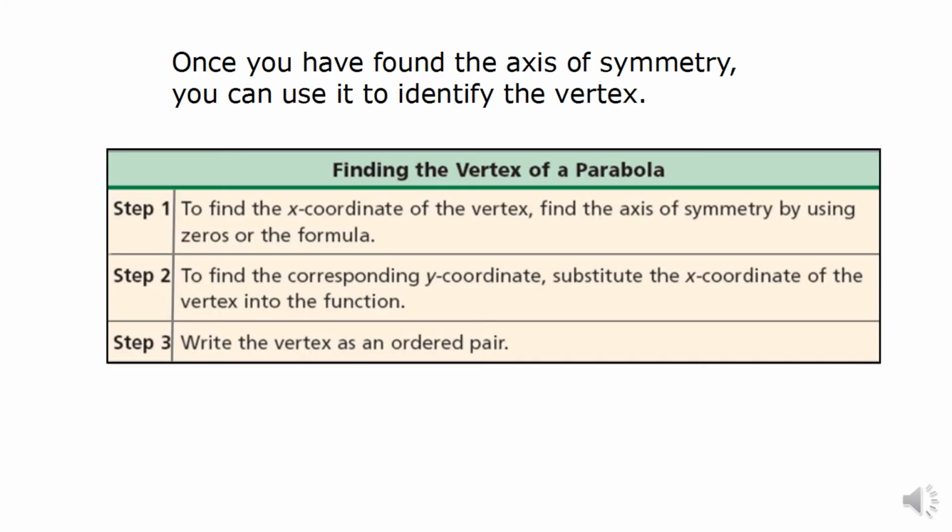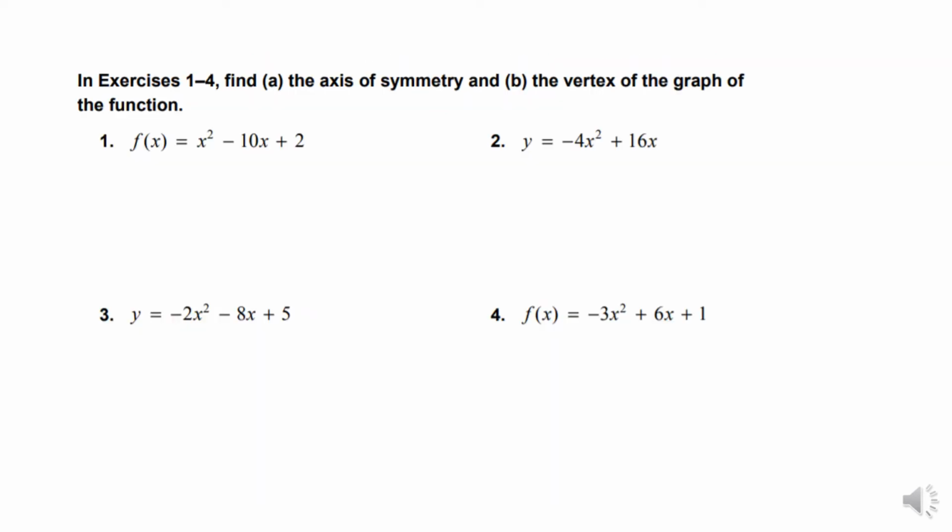Okay, once you've found the axis of symmetry, whether it's by looking at a graph or averaging your zeros or using -b over 2a, then you can find the vertex. And you do that by plugging the x into your equation, and you'll get the corresponding y coordinate. So you just plug it in. Let's do some examples.